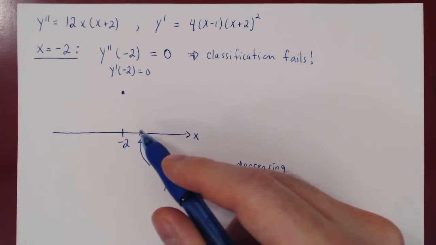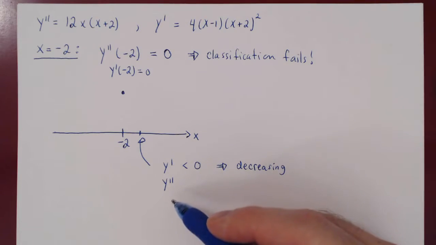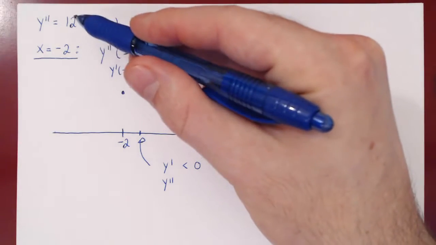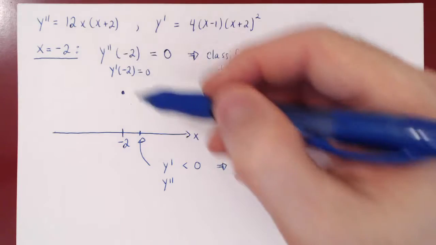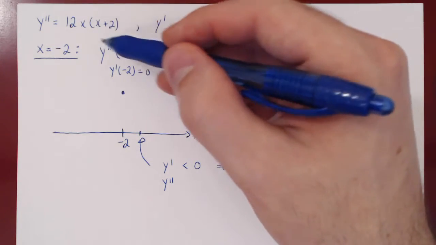To the right of negative 2. What about the second derivative? We have the term 12, which is positive, times x. X is very close to negative 2, so this is negative. What about x plus 2?